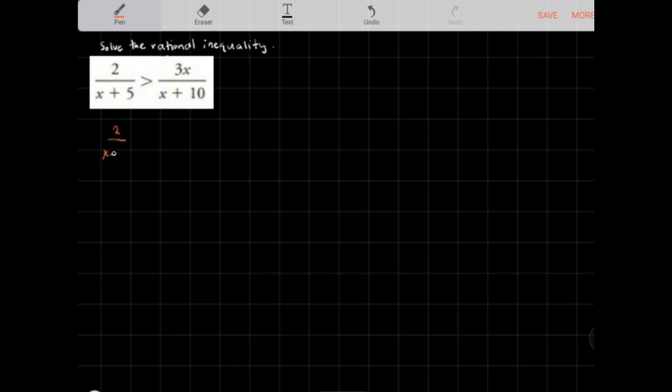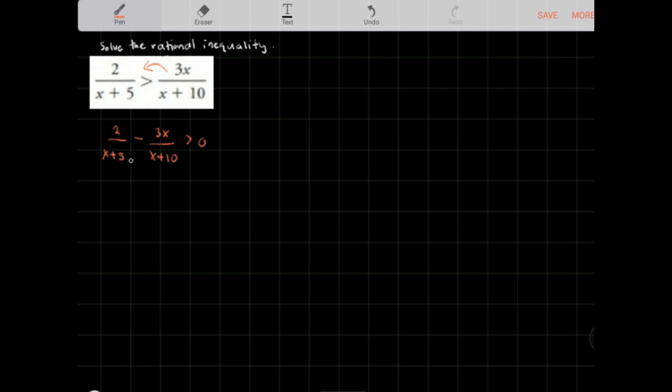So I'm going to move the 3x over x plus 10 to the other side. So you get 2 over x plus 5 minus 3x over x plus 10 is greater than 0. Okay, so you want to set one side equal to 0. That way you can look at the rational inequality being either greater than 0 or less than 0.